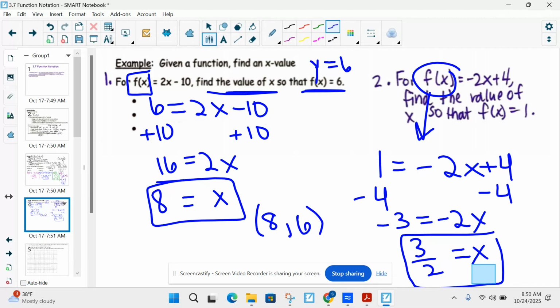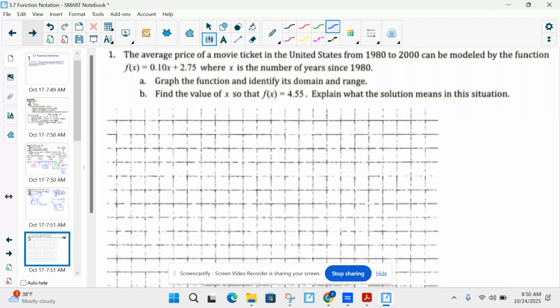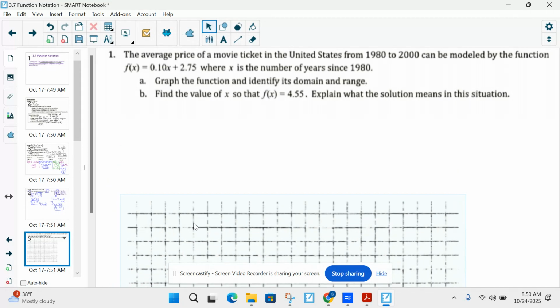And the next page is the word problems. Yes, you will need some space for the graphs. Okay, question 1. The average price of a movie ticket in the U.S. from 1980 to 2000 can be modeled by this function. So it's the price of a movie ticket. So it says y equals 0.1x plus 2.75.